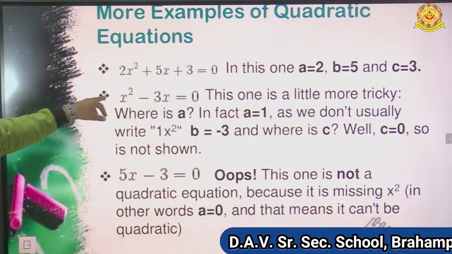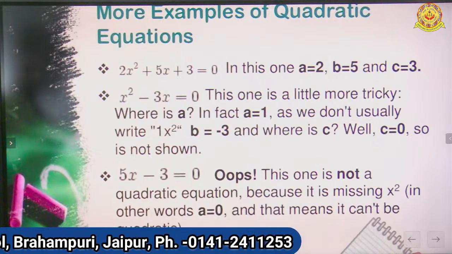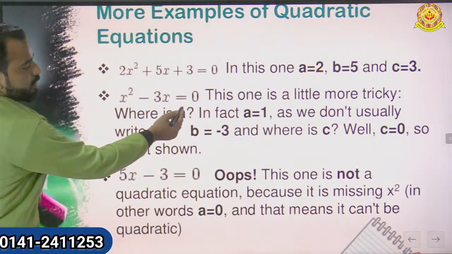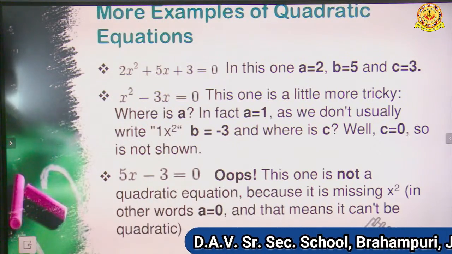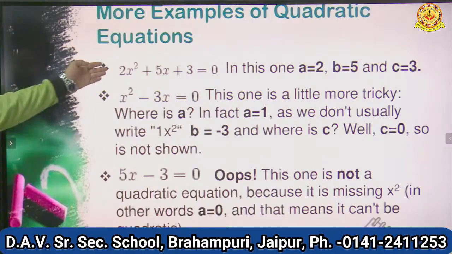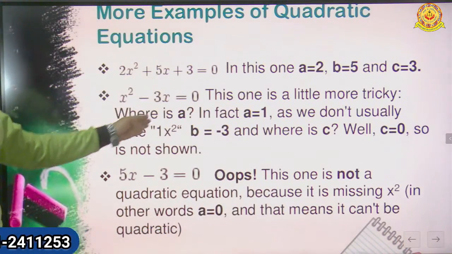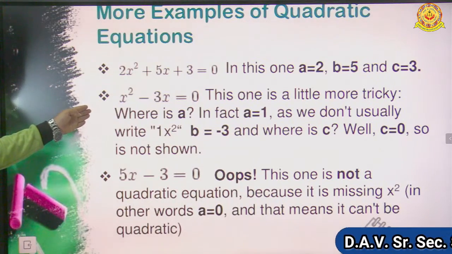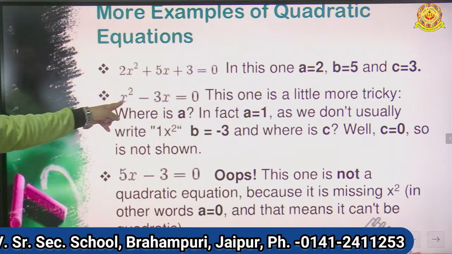Now x square minus 3x equals 0. This one is a little more tricky. Where is a? If we look at only the coefficient of the variable, in a quadratic equation the first term is a, then b and then c. In this particular equation, the coefficient of x square is a. What is the coefficient of x square in this case?